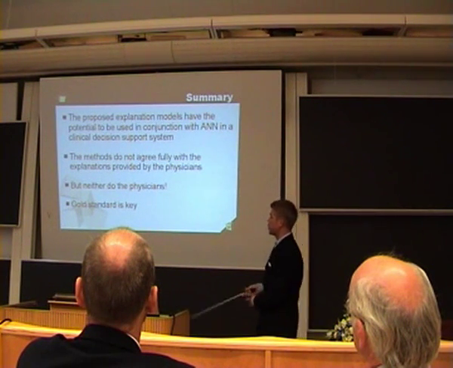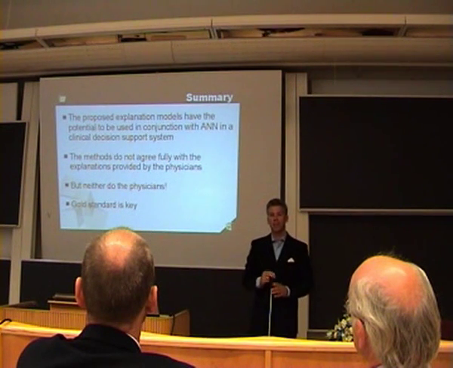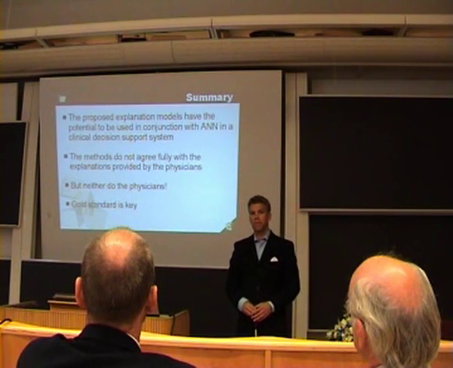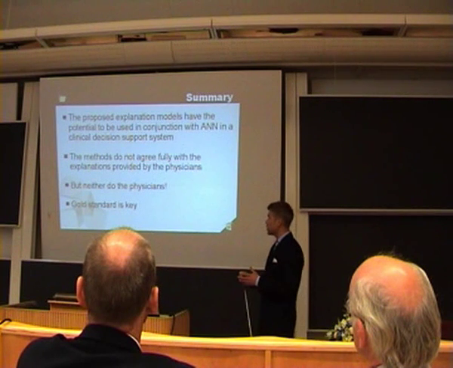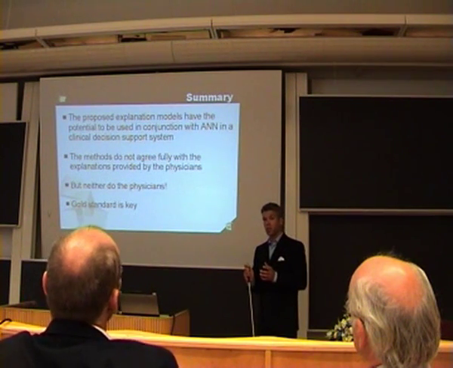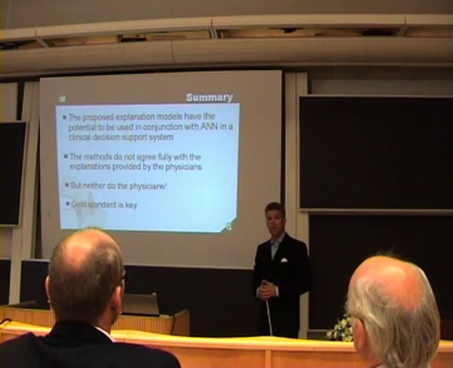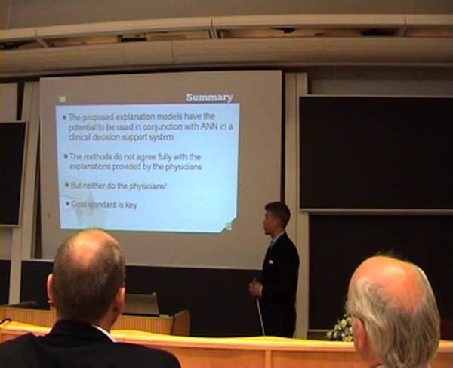And the problem here is the gold standard. How do we know what features are the real ones to look at? That is not entirely easy, because it could very well be that the neural network finds features that are very important to medical science that have not been discovered yet. And this needs to be investigated further.